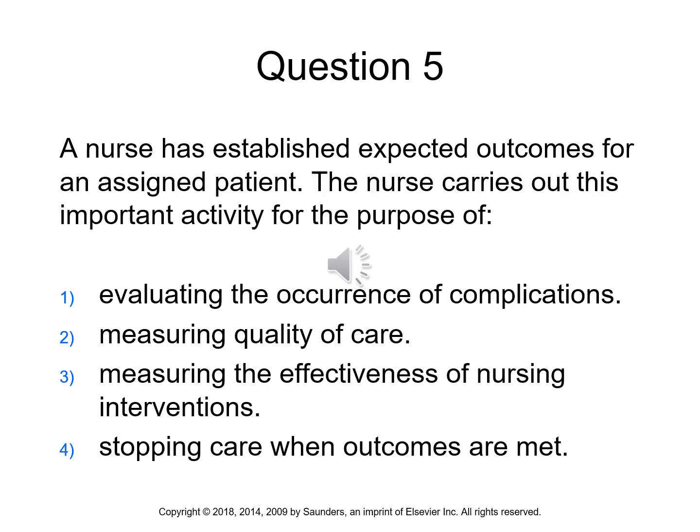All right, question 5. A nurse has established expected outcomes for an assigned patient. The nurse carries out this important activity for the purpose of... So the answer is going to be 3, measuring the effectiveness of nursing interventions. The purpose of establishing expected outcomes is to direct the nursing interventions. You also want to maintain continuity of nursing care and measure the effectiveness of your nursing interventions.